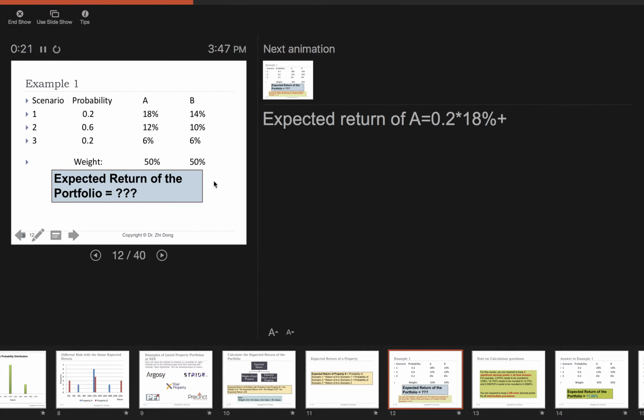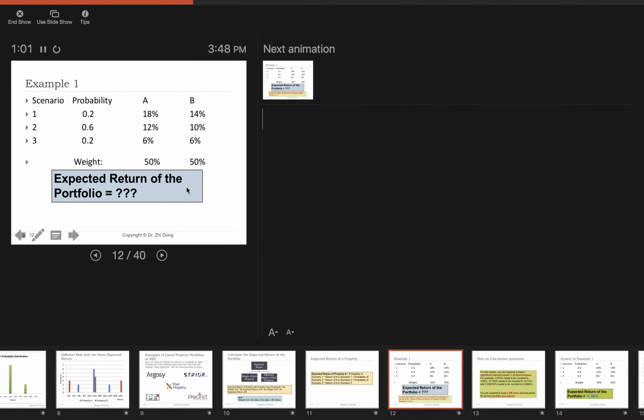For this example, we have 3 market scenarios. Under each market scenario, we have a probability that this kind of market status would possibly happen, and we have each individual property's return under that market scenario. So each row on this table represents a market scenario. So now the question is how to calculate this expected return of a portfolio.